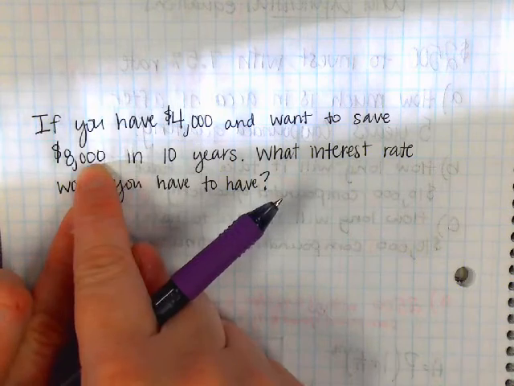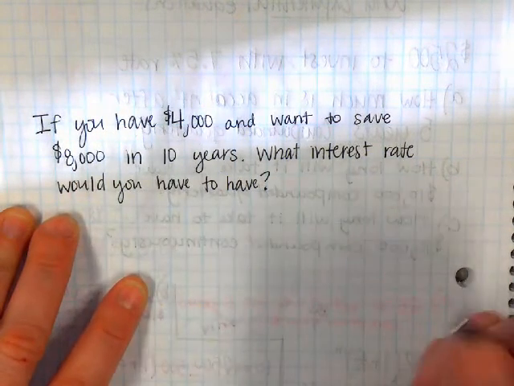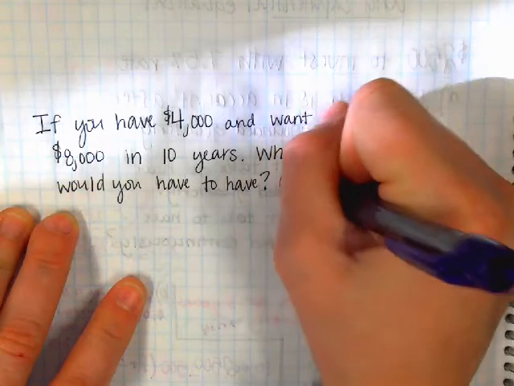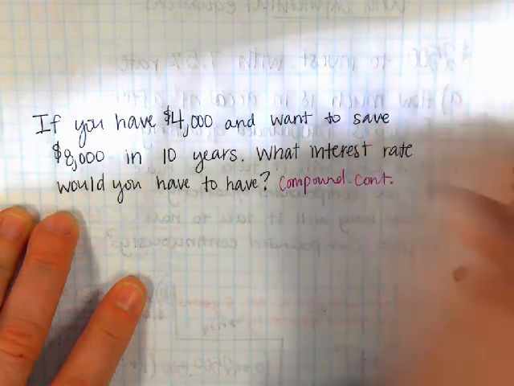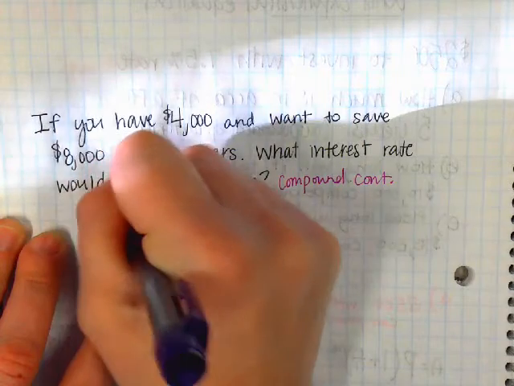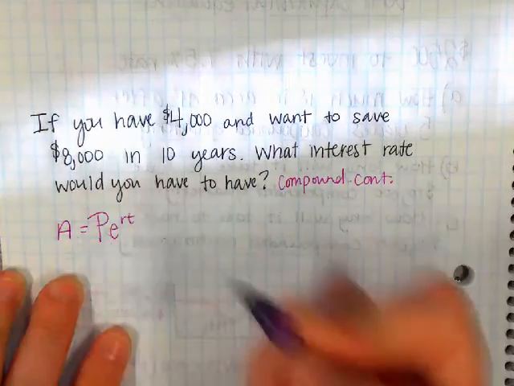Okay, so if you have $4,000 and want to save $8,000, so if you want your money to double, $4,000 doubled would be $8,000. In 10 years, what interest rate would you have to have? And this is compounded continuously. I forgot to write that.